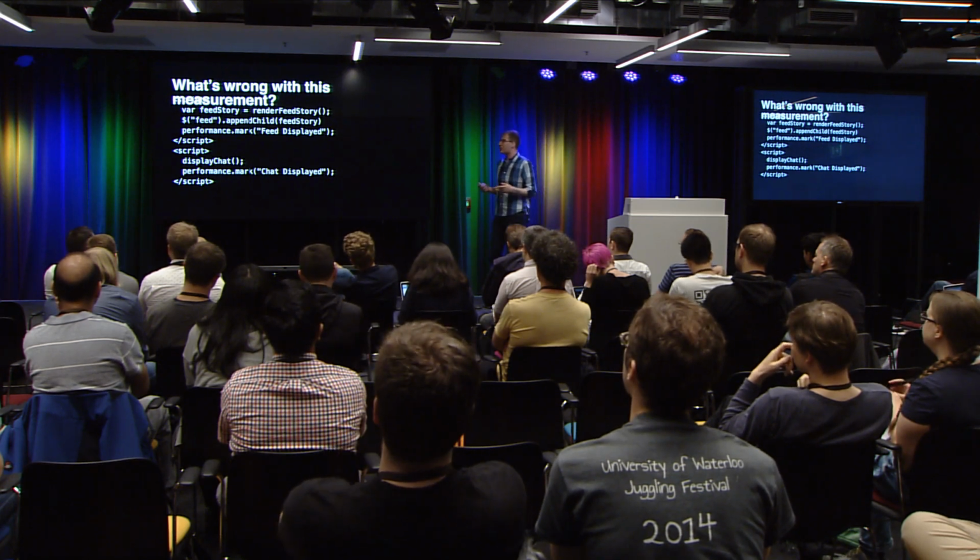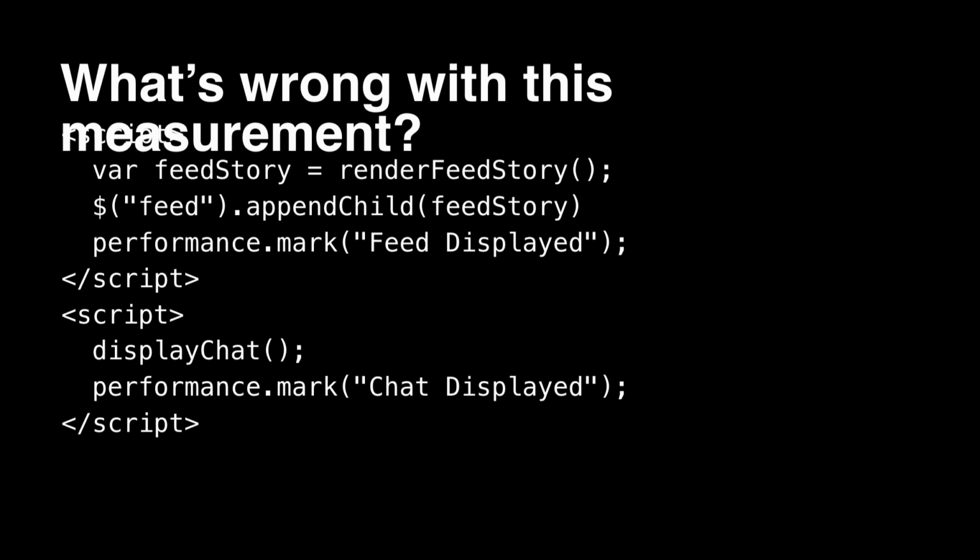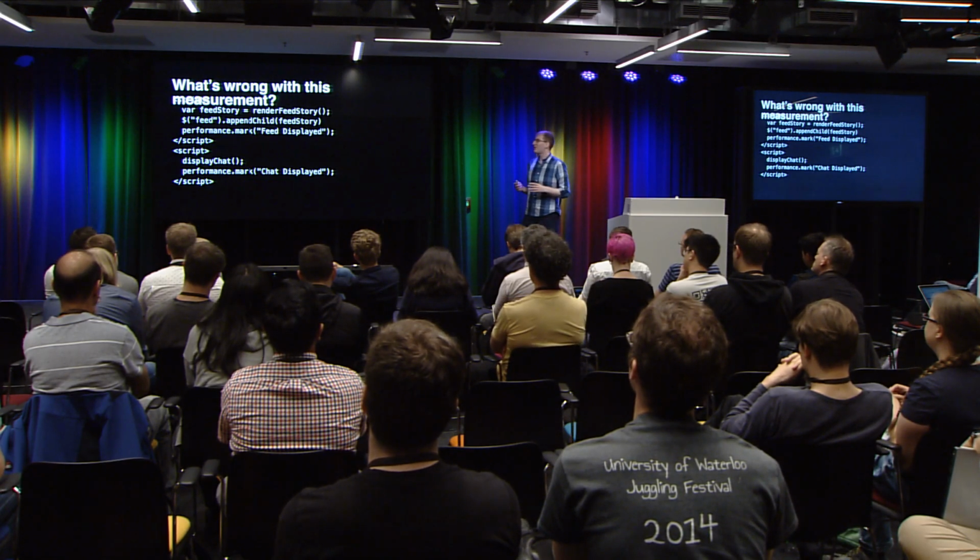So finally, Keynote screwed this one up. Imagine you've got this feed story that you render and put into the DOM, and you've got another script tag that displays chat, and it says, OK, chat is done. Now you go to your boss and you say, feed is displaying at 2 seconds. Are you correct? The answer is no, because feed isn't displayed, even though it's appended into the DOM at that performance mark. It's not yet visible to the user. It hasn't been laid out. And you actually can't guarantee that the display chat call is not run before feed is displayed.